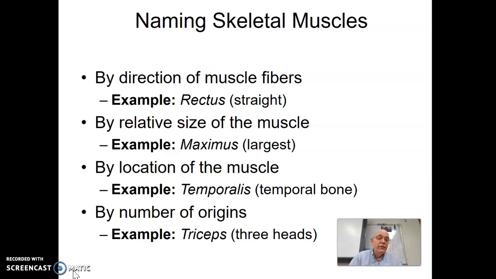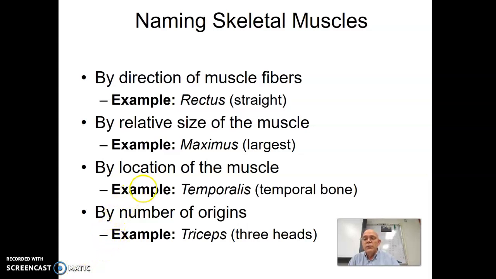Triceps, for example, has 3. Biceps has 2. Quadriceps has 4, and so forth. I don't think they call it uniceps. They just kind of assume if there's just one, they leave it at that. But if it has more than one place that it attaches, then that is what it's called. All right.